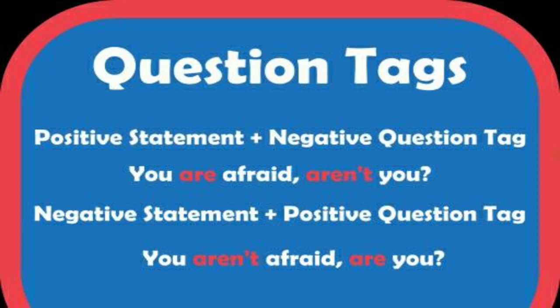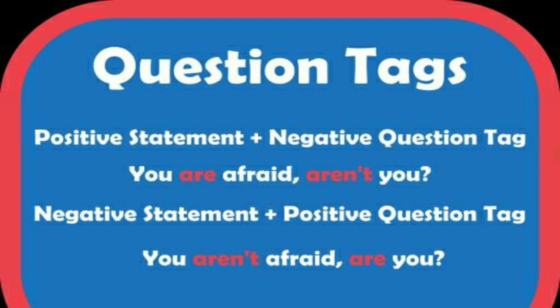And to make it a negative one, we are going to add N'T to it. That becomes a negative word. And beside that, we will write the pronoun of the sentence. So the tag will be, aren't you? You are afraid, aren't you? So aren't you is a two-word phrase which is known as the question tag.